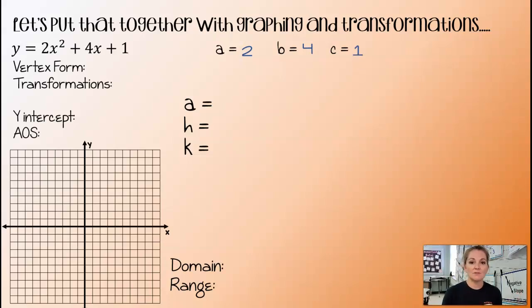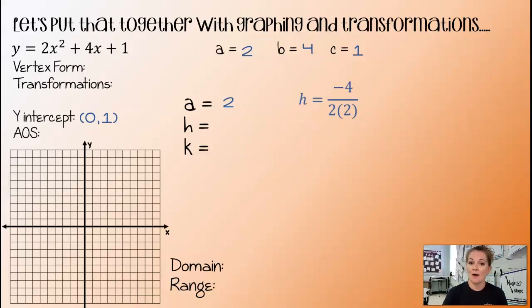So my a is 2, my b is 4, my c is 1. And right there I know that my y-intercept is 1. I also know that my a value in my vertex form is going to be 2. What I don't know is my vertex form, which is going to give me my transformations, and I don't know my axis of symmetry yet.